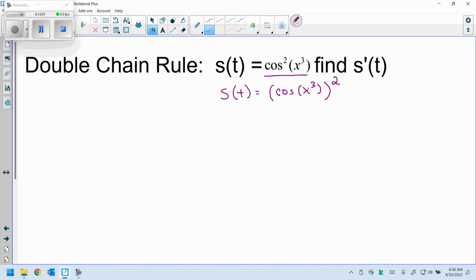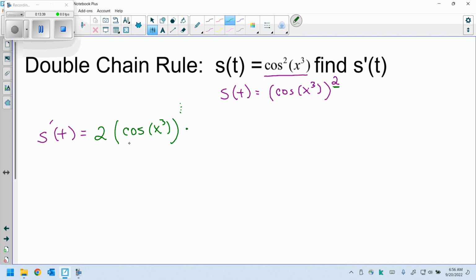We do see 2 sets of parentheses. We're going to have to use the chain rule twice. The derivative. All right, now what's outside the parentheses is this exponent. So we'll use the power rule. 2. Don't mess with what's inside. Cosine of x cubed, which is now to the first power, which if I choose not to write it is absolutely fine, times the derivative of what's inside.